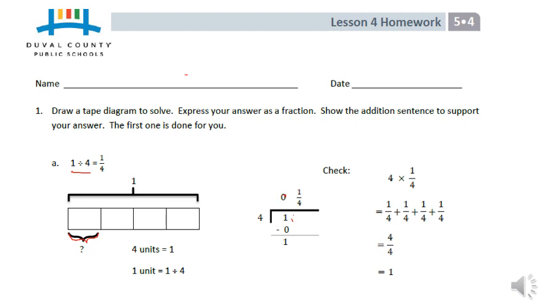Now on the standard algorithm, we see 4 would go into 1 0 times, right here. So then they subtract it, come back to 1. So the remainder will be 1/4. To check that, we have 4 times 1/4, which is adding 1/4 4 times. So 1/4 plus 1/4 plus 1/4 plus 1/4 is 4/4, which equals 1, which checks.